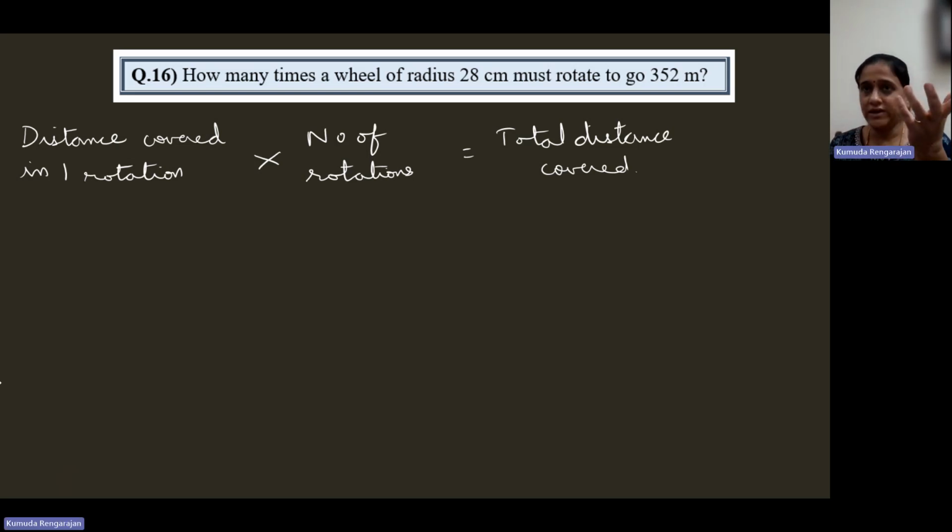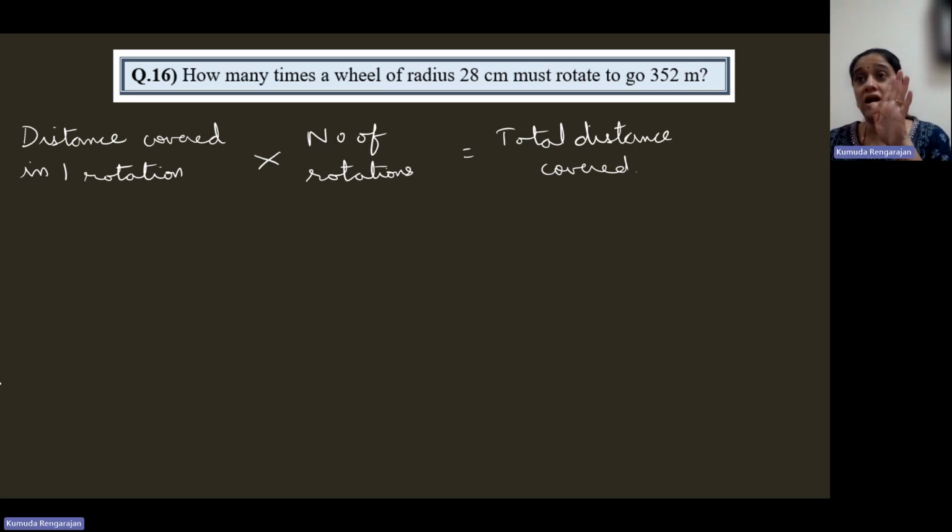Now, take the wheel of any vehicle. What is the distance the wheel will cover in one rotation? The distance, the length, is always 2 pi r. It's not area. The distance covered by a wheel in going one complete rotation, one full turn, is equal to 2 pi r.